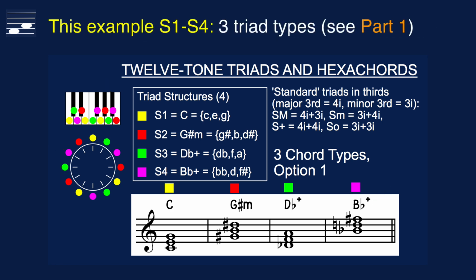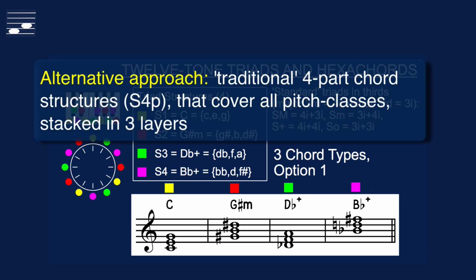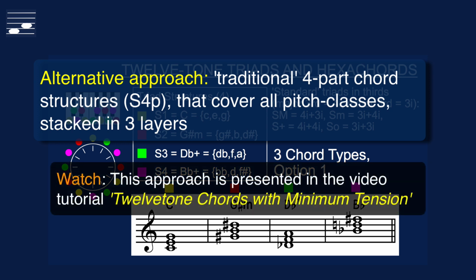This is option 1 from the sets that contain 3 triad types. As a side step, be aware that we also may identify more or less regular tetrachords, 4-part chord structures that, if stacked in 3 layers, also will cover all 12 pitch classes. I discussed these 12-tone chords with minimum tension in a separate video on this channel.